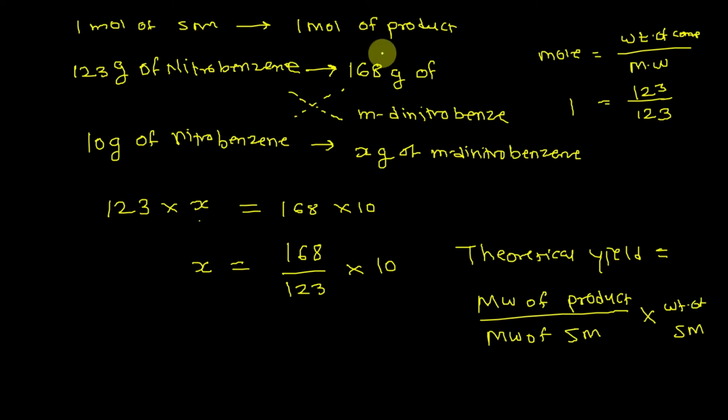1 mole of starting material will give you 1 mole of product. Now we just calculate this, and you will get your theoretical yield. So theoretical yield will be 1.36 into 10, so it will be 13.6 gram here, right? 13.6 gram. Now this is your theoretical yield.